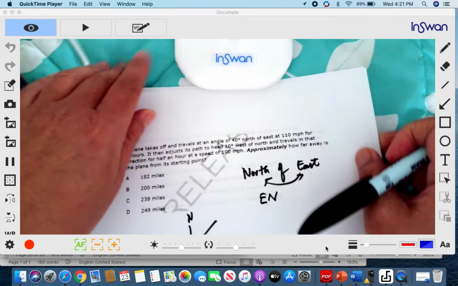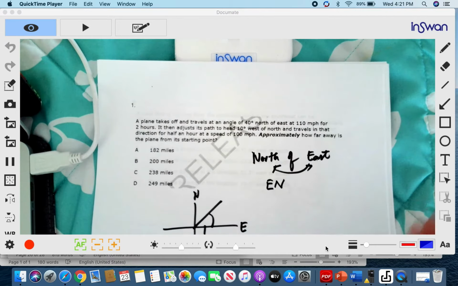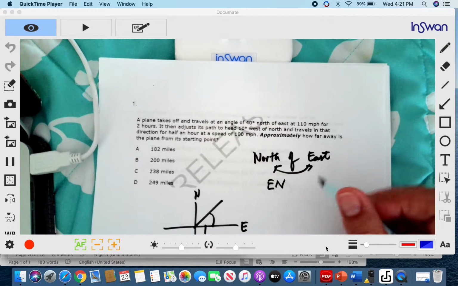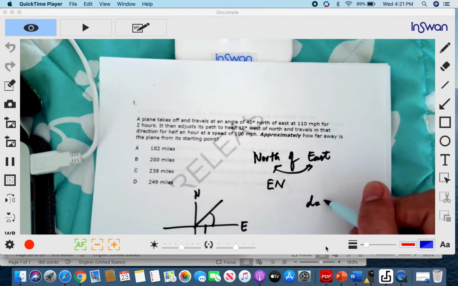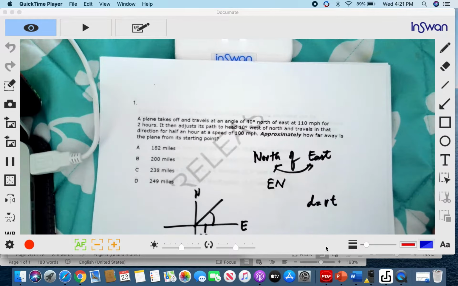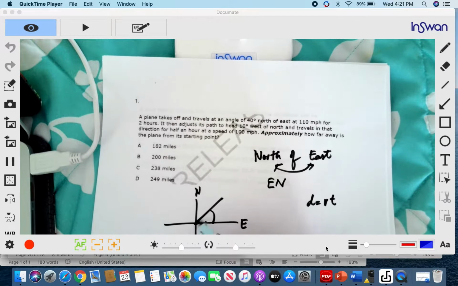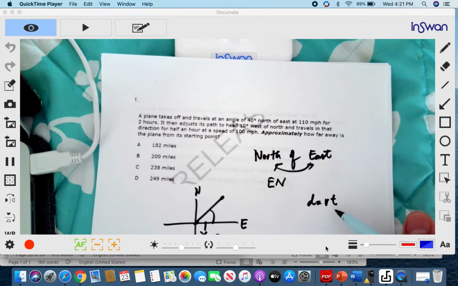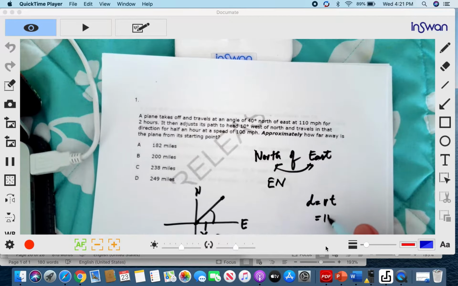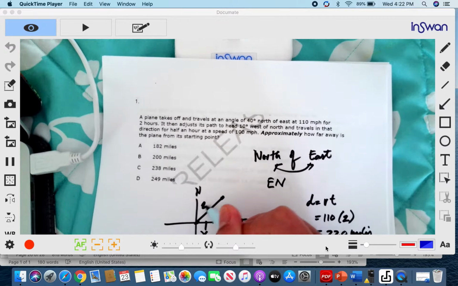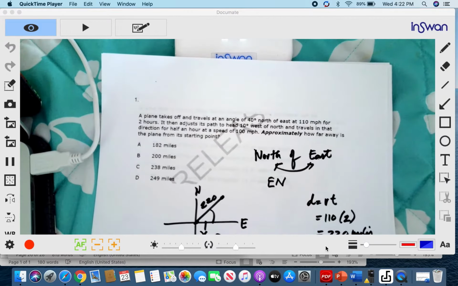Okay, and then after that, it travels 110 miles per hour for about 2 hours. Remember that distance is equivalent to rate times time. So if you find the distance it traveled after 2 hours, you have to multiply the speed, which is 110, and the time, which is 2, so that is 220 miles. That will be the distance that the plane will cover after 2 hours.